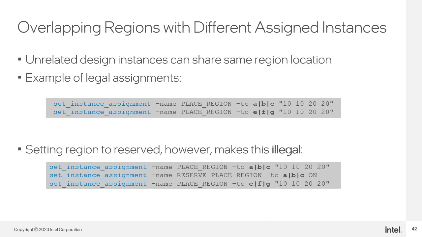It is perfectly legal to place instances of unrelated logic in the same region location. The first example illustrates this. Of course, the region would need to be large enough to contain the logic from both instances. However, if a region is reserved, overlapping regions are not allowed, and the tool generates an error. In the second example, the ABC region is now reserved, so the EFG region cannot be placed on top of it.